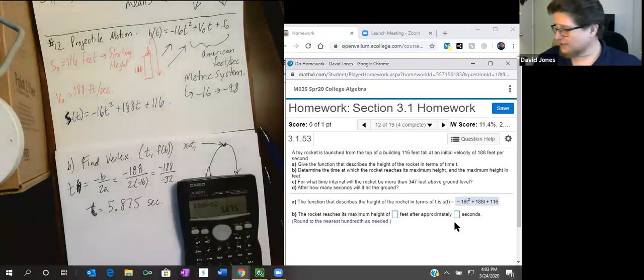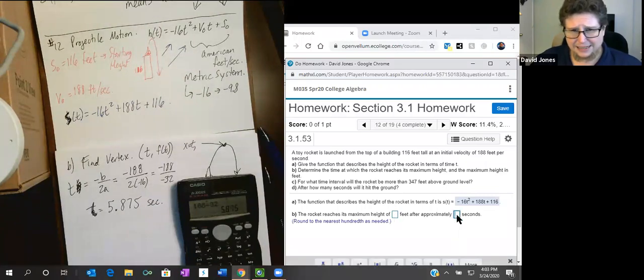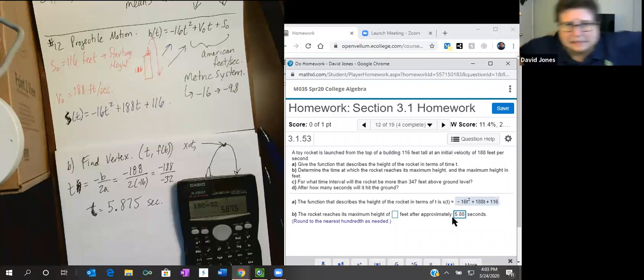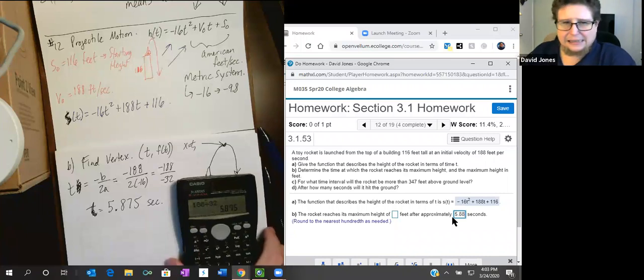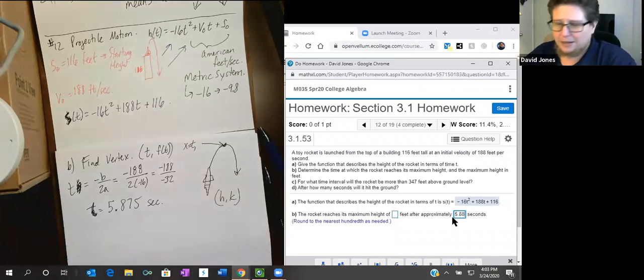That's what my calculator says. That's the time. Rounding to the nearest hundredth would be 5.88. Now, I'm going to assume they want me to stick the 5.875 in, but let's find out.